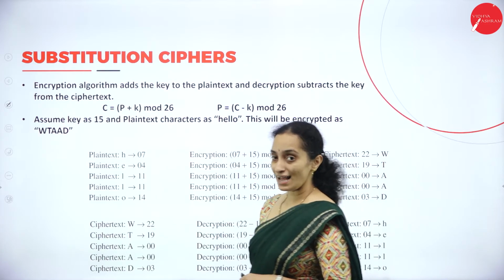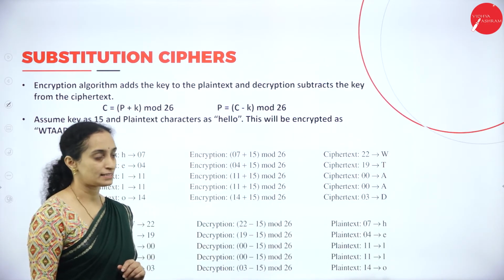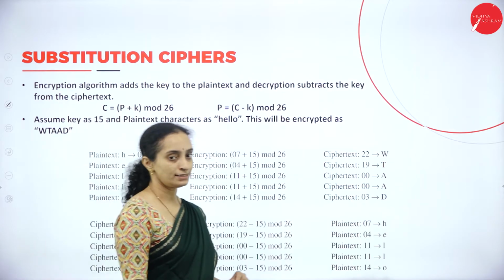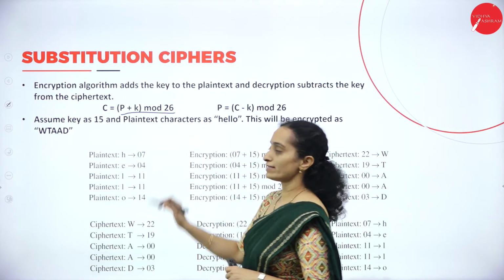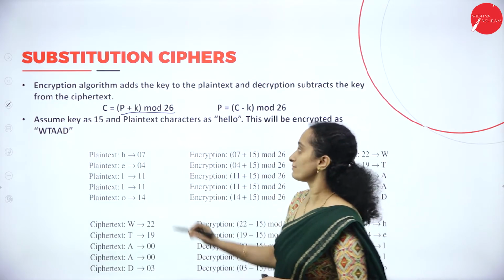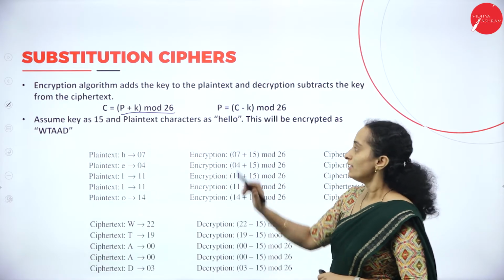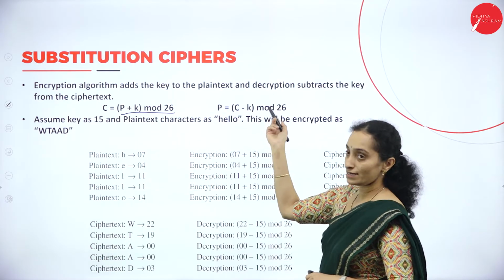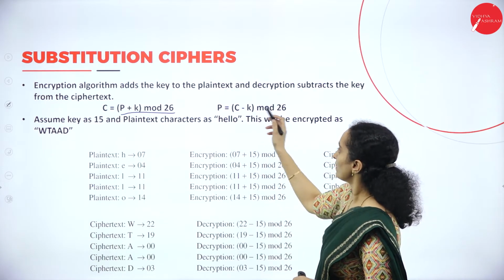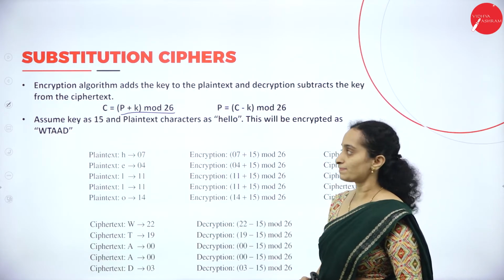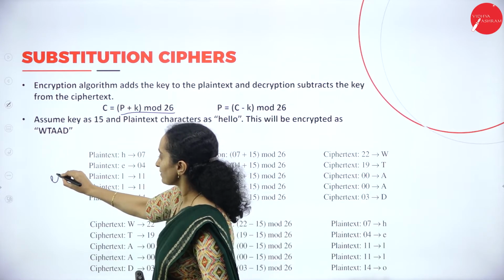Alright. In the last session, I explained to you about the additive inverse, is it not? For the additive cipher, we have the expression C equals P plus K, plain text value plus K modulo 26. Now we have P equals C minus K, that is ciphertext minus K mod 26, isn't it? So now this is the encryption method.